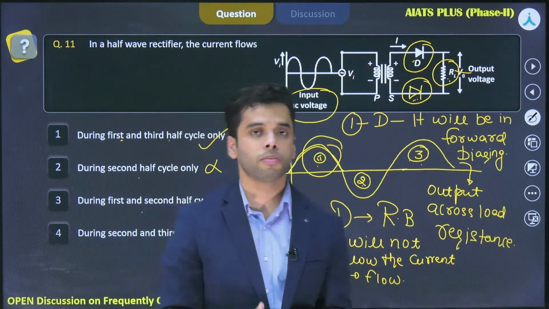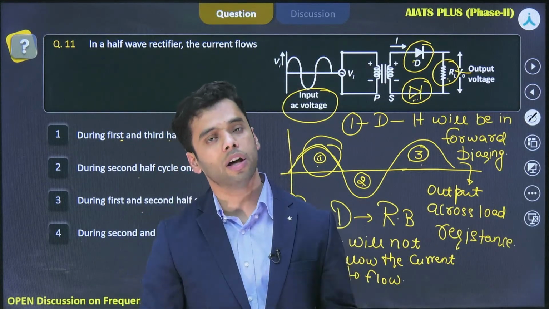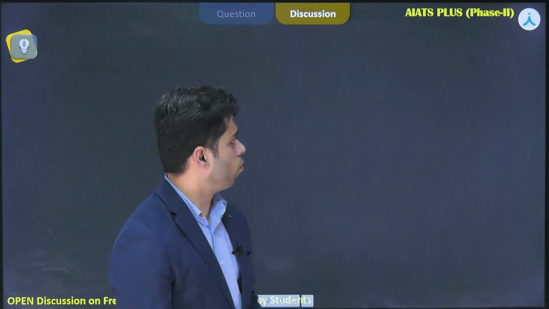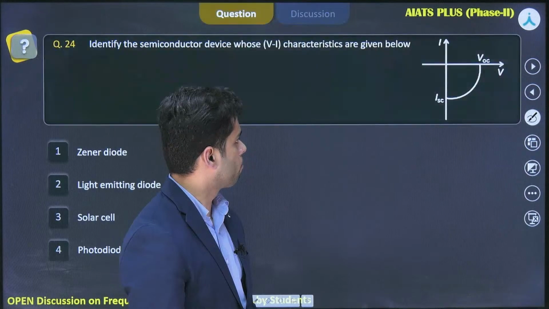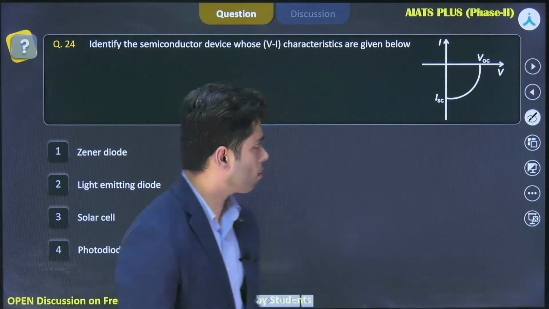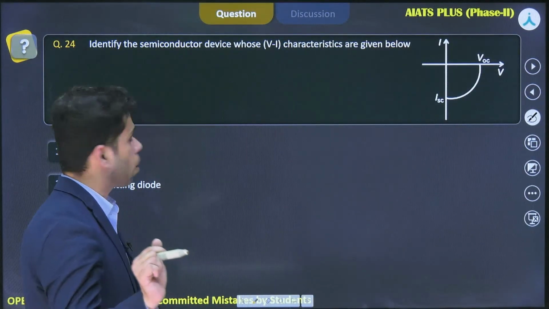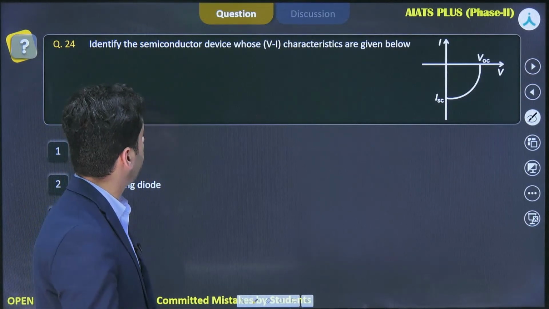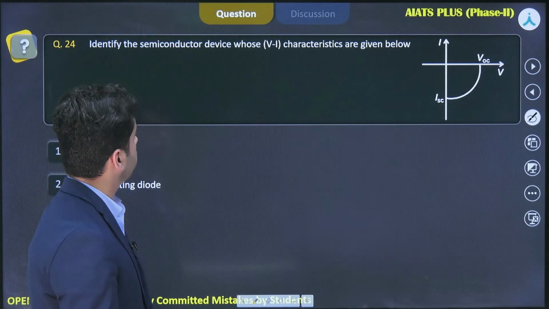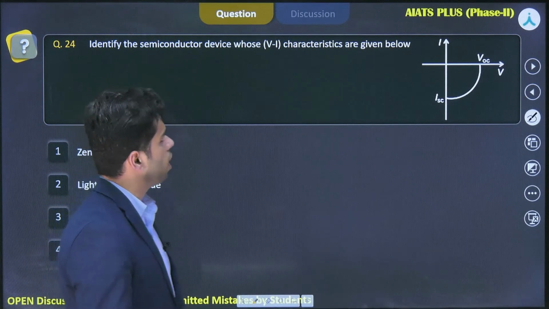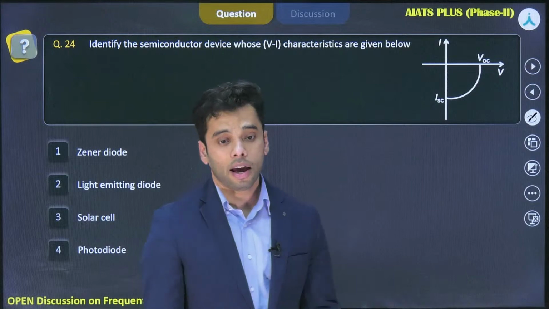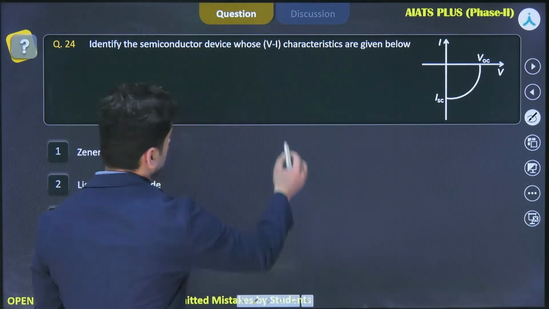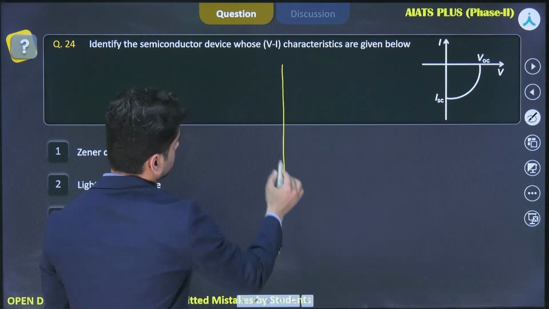So that's the basic difference between the full wave rectifier and the half wave rectifier, right? And if you understood the concept, let's move forward to the next problem. Let me read the problem for you. It is problem 24 from the original paper. It says: identify the semiconductor device whose VI characteristic is given below. You have been given the VI characteristic, and if you know the answer, you can put it in the comment box. Okay, so I have been given a VI characteristic like this.